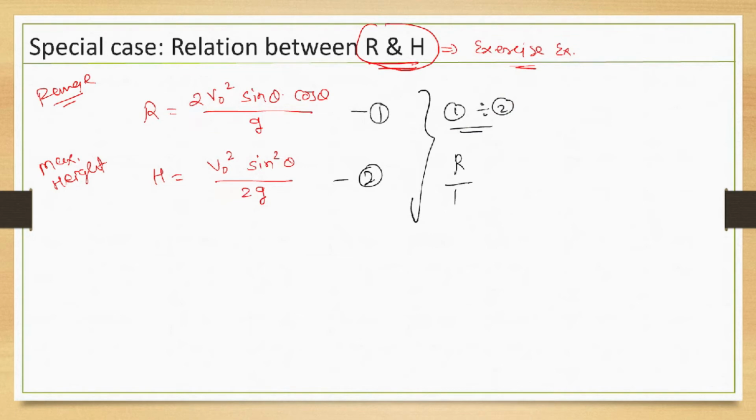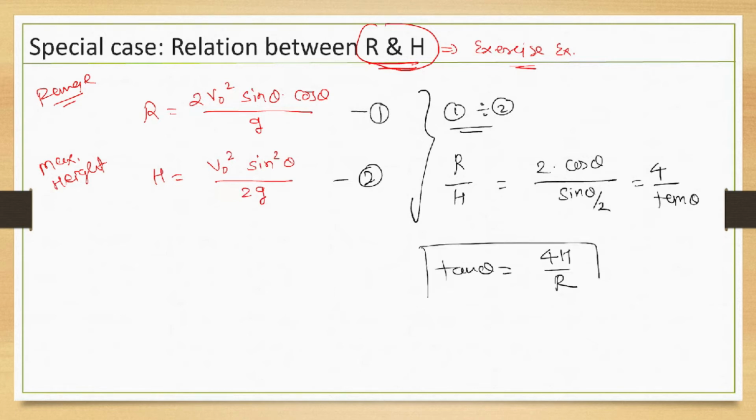So R upon H. If anything cancels out, cancel it. So V0 square cancels out, g cancels out, and when you take this ratio, sin theta cancels out. What is remaining? 2 into cos theta upon, in the denominator, sin theta upon 2. So what is the answer? 2 into 2 is 4, and sin theta upon cos theta is tan theta. So from this, tan theta is equal to 4H upon R.